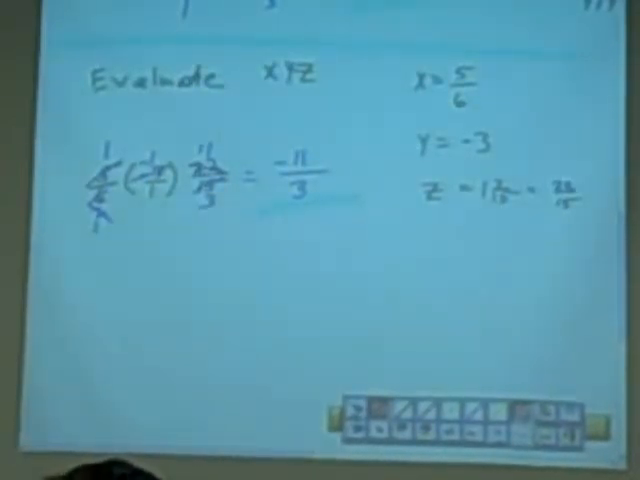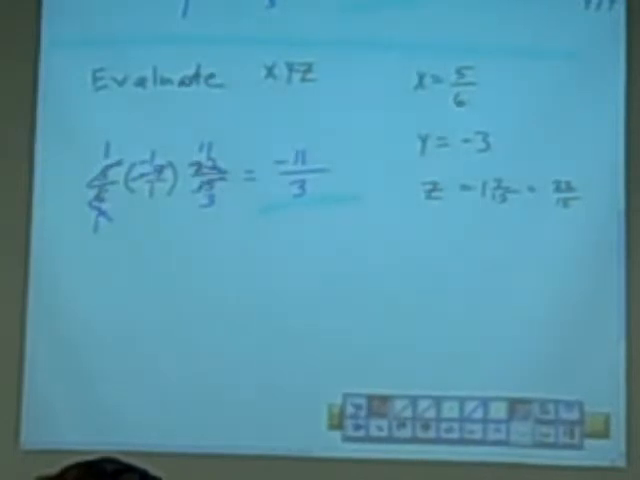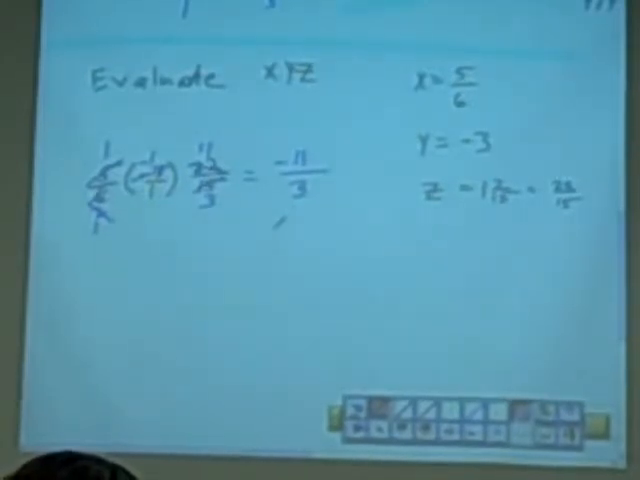All right. Questions with that? So from that, you don't want to simplify it to a mixed fraction, right? You can if you want to. That'd be negative 3 and 2/3.